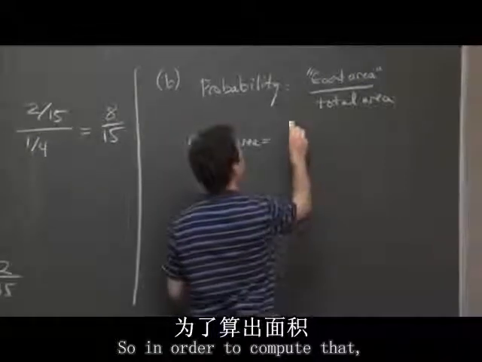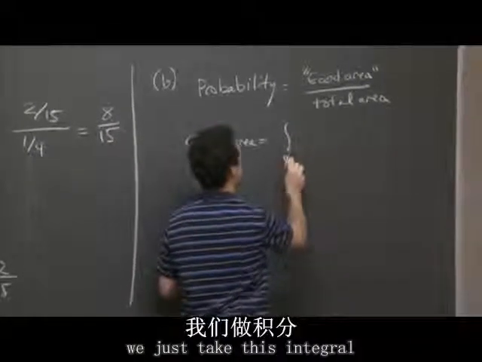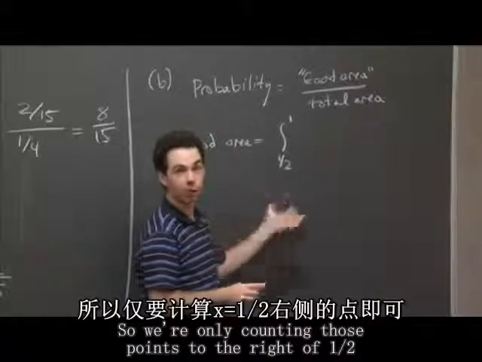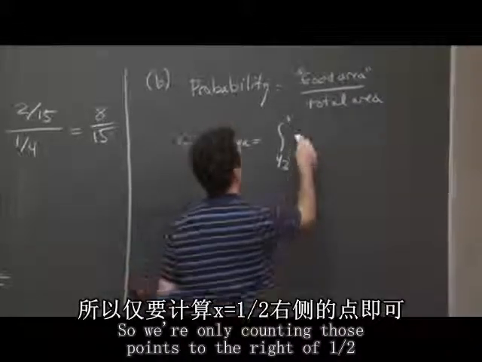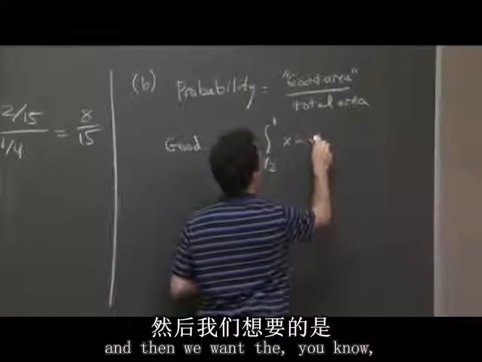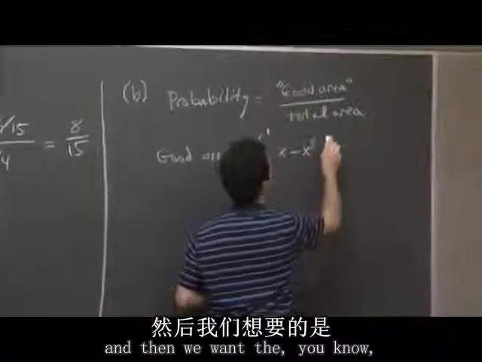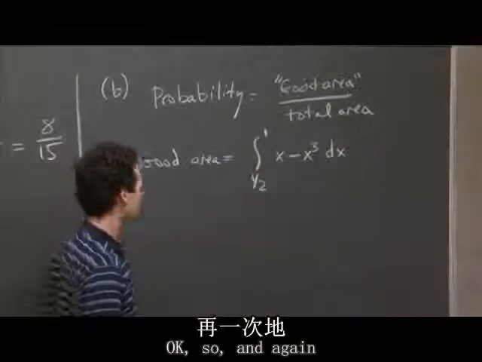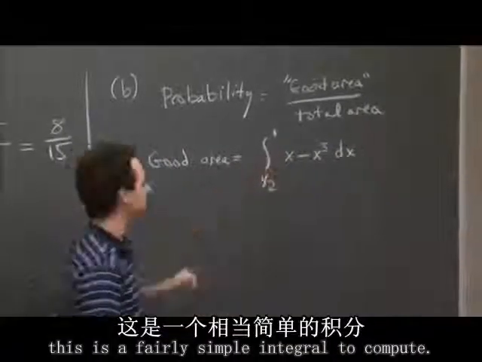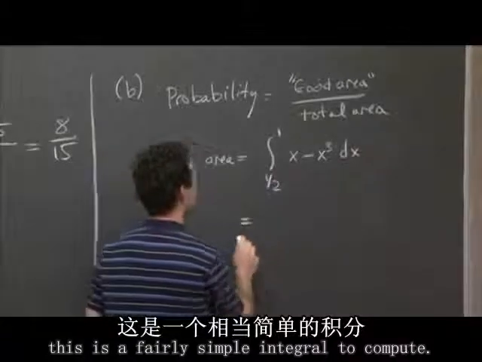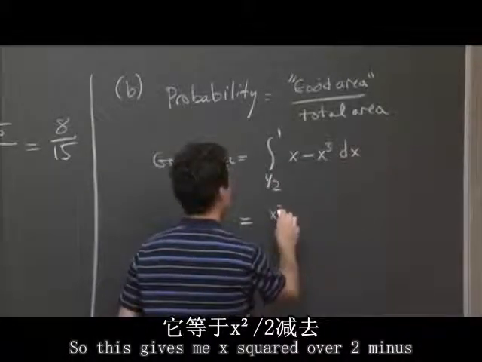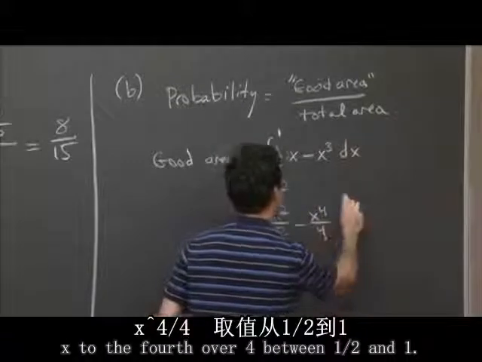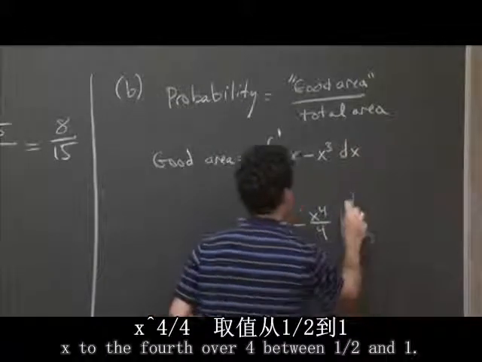So in order to compute that, we just take this integral from 1/2 to 1 instead of from 0 to 1. So we're only counting those points to the right of 1/2, and then we want the area between these two curves on that region. And again, this is a fairly simple integral to compute. So this gives me x squared over 2 minus x to the 4th over 4 between 1/2 and 1.